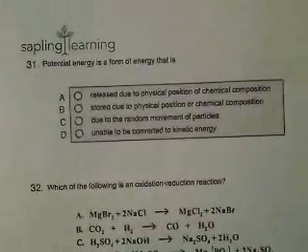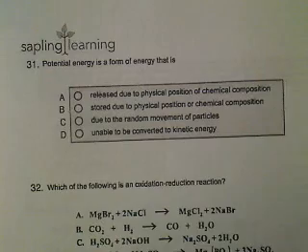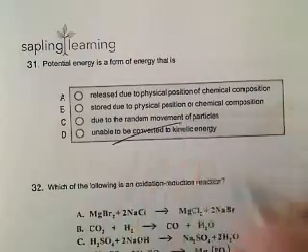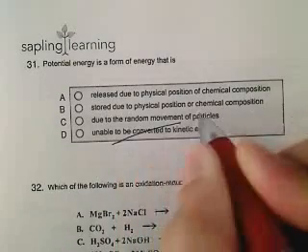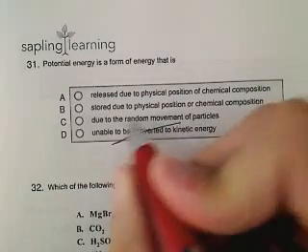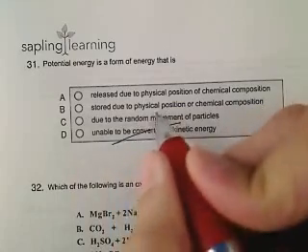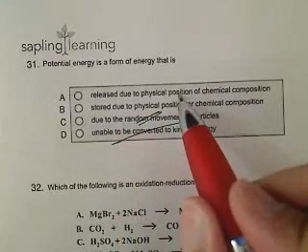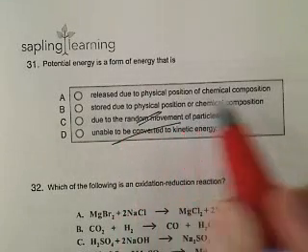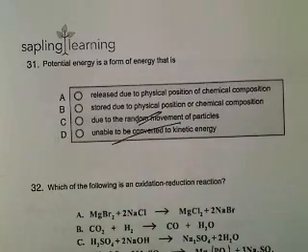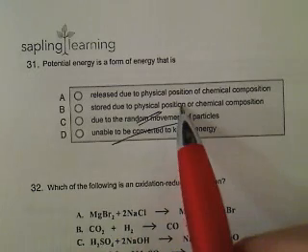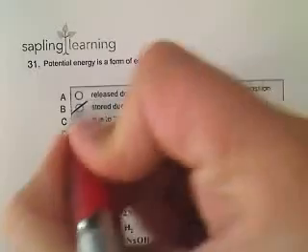31. It says potential energy is a form of energy that... this is not true because you can convert it to kinetic due to random movement of particles. When it's potential energy, it's the energy to do work. It's not actually doing anything. And this says release due to physical position of chemical. I don't even know what that means. This is going to be stored energy. Any of your potential energy is always going to be stored energy. So your answer choice here is B.